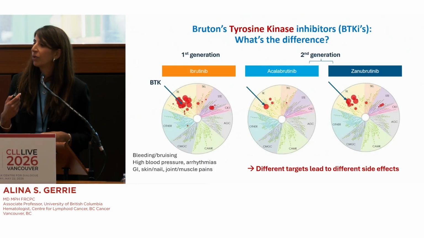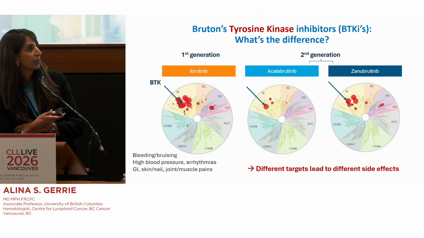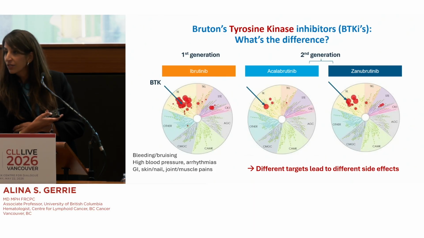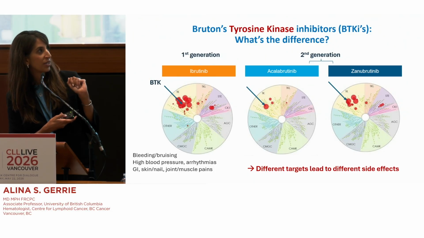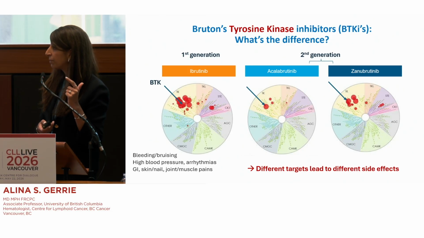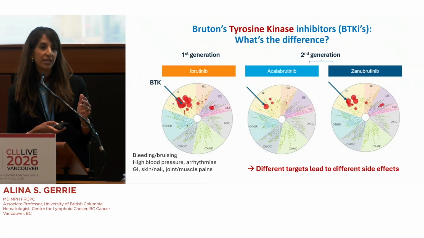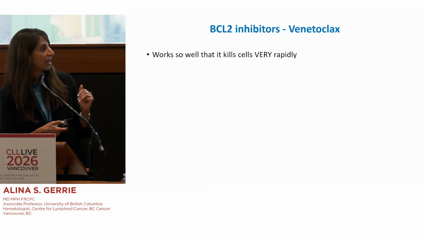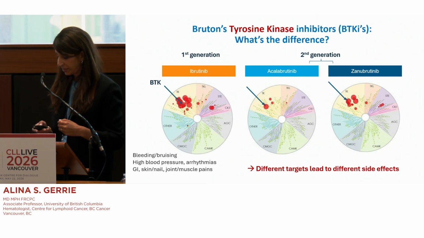So then came along what we call the second generation BTK inhibitors. And this is acalabrutinib and zanubrutinib. And this is just to show in a picture that the main difference of these drugs is that they more specifically target that BTK that we want, this part right here, with less other red. There is some other red, so they do still have some of the problems like bleeding and bruising, but they have less high blood pressure, less rhythm problems, arrhythmias, and much less of the other GI, skin, nail, joint problems.